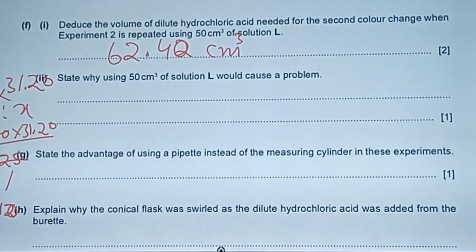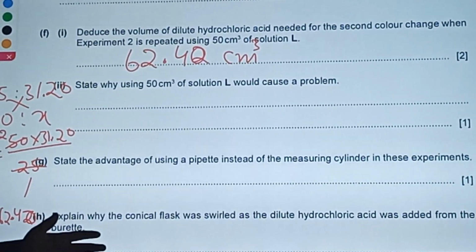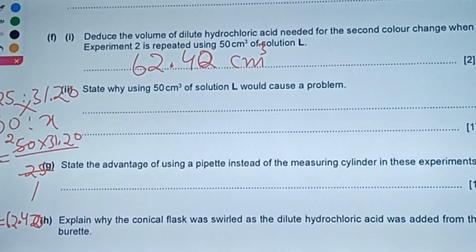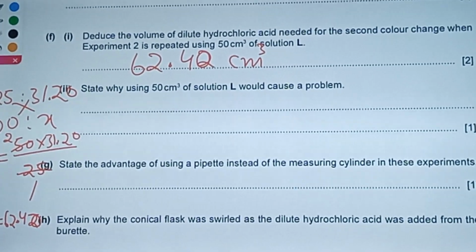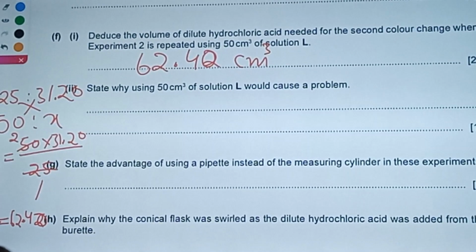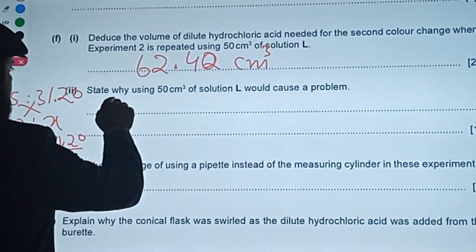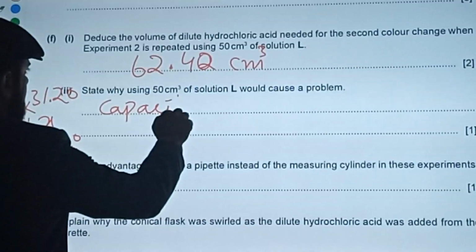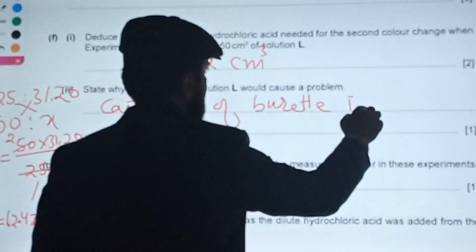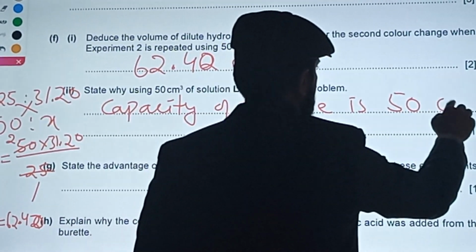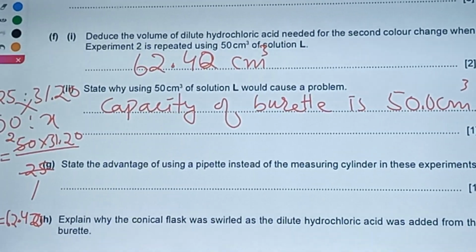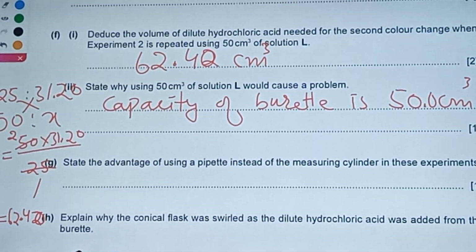So state why using 50 centimeter cube of solution L would cause a problem. As I was discussing, the total capacity of the burette is 50. So that may cause a problem. We may not be able to use the full volume. So we can say the capacity of the burette is 50 centimeter cube or 50.0 centimeter cube. So that may confuse us. So that's why this may be the problem.